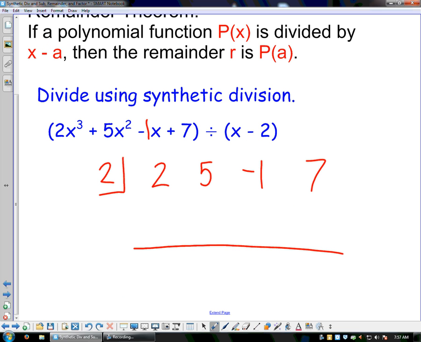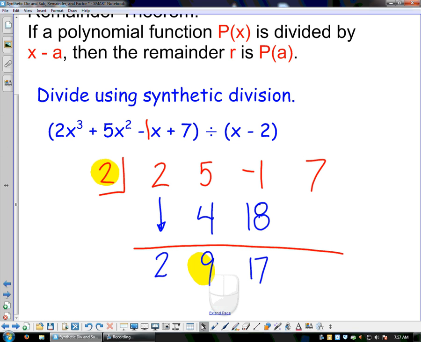Let's go through the process one more time just to practice. We bring down the 2 from right here. Then we want to multiply. We're going to multiply this 2 by this 2 right here, and we get 4. Then you add down the row, so that's going to be 9. Then I'm going to take this 9 times this 2 out here, and that's going to give us 18. Add down, so that's 17. We'll take this 17 times this 2 out here, and that's 34.